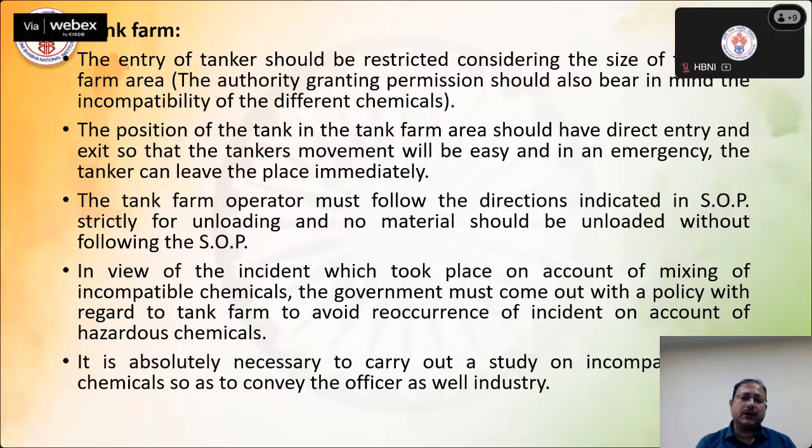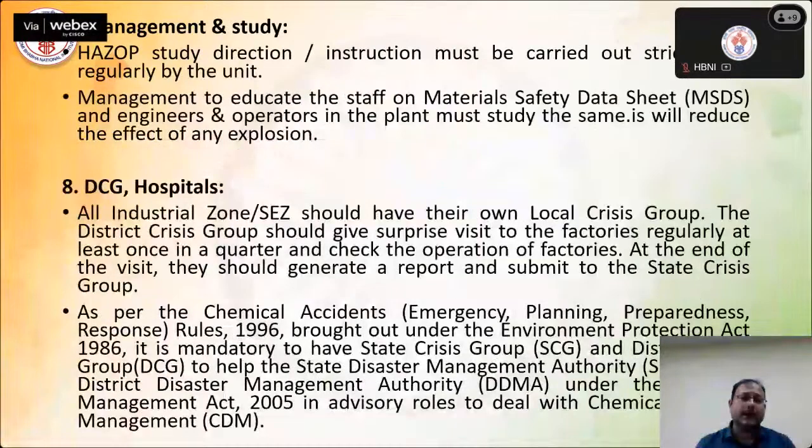So it is a must that all these SOPs and training should be there. Management study, hazard study, direction or instruction must be carried out strictly and regularly by the unit. Hazard study, as you know, is the hazard and operability study at each and every node on the basis of guide words like no flow, more flow, less flow, more pressure, less pressure, whatever the quantity. Management should educate the staff on the material safety data sheet, and engineers and operators in the plant must study the same; it will reduce the effect of an explosion.